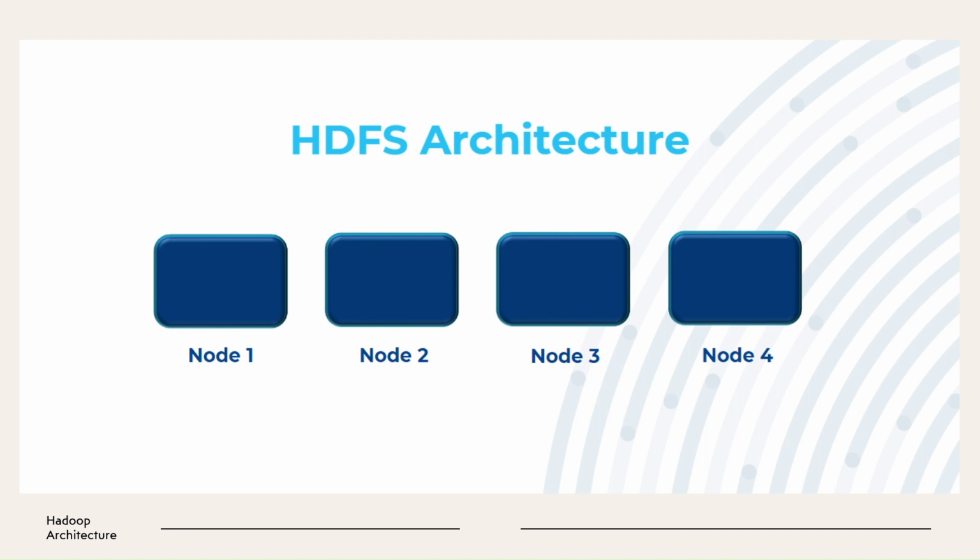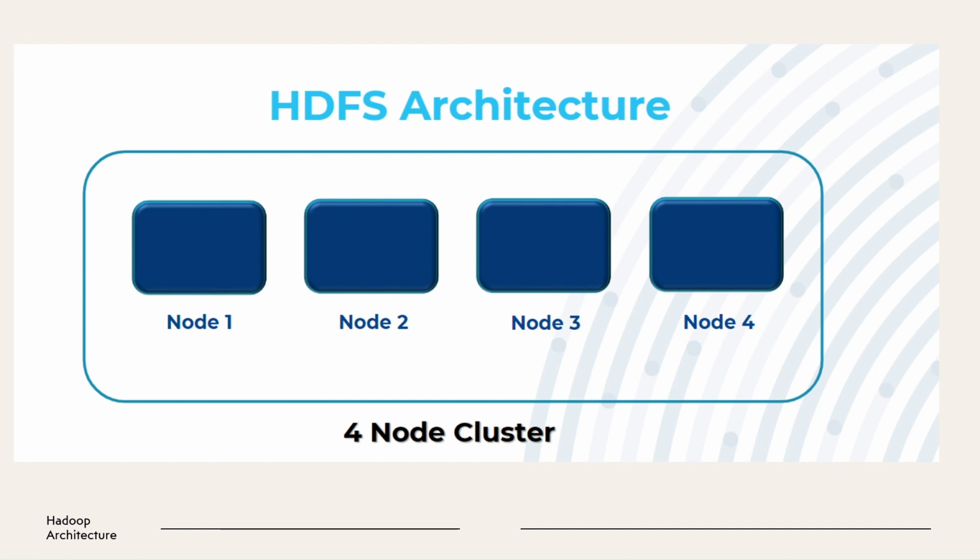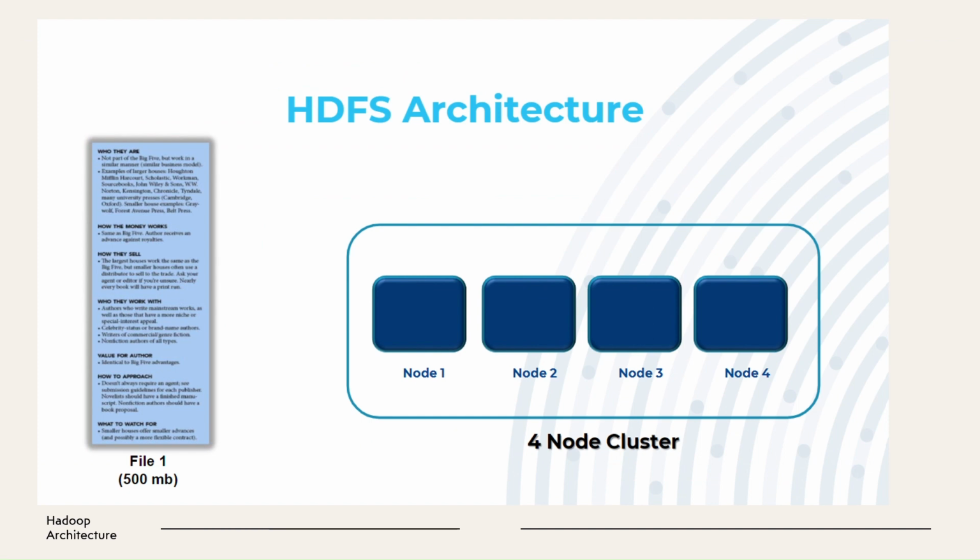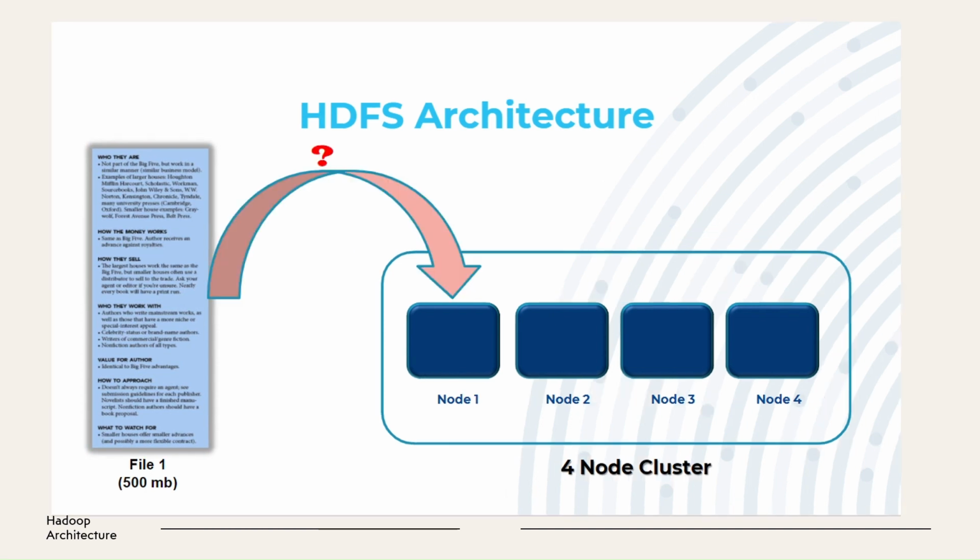If I talk about this architecture, whatever you are seeing on the screen, it has 4 nodes, so this will be known as a 4 node cluster. Just take an example. We have a file of 500 MB and we need to store this file in HDFS architecture. So we'll see how the file will be saved in HDFS.